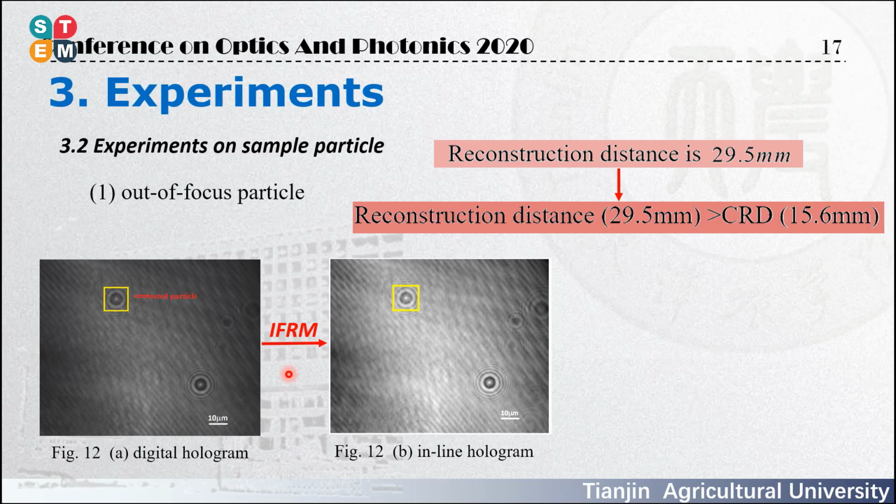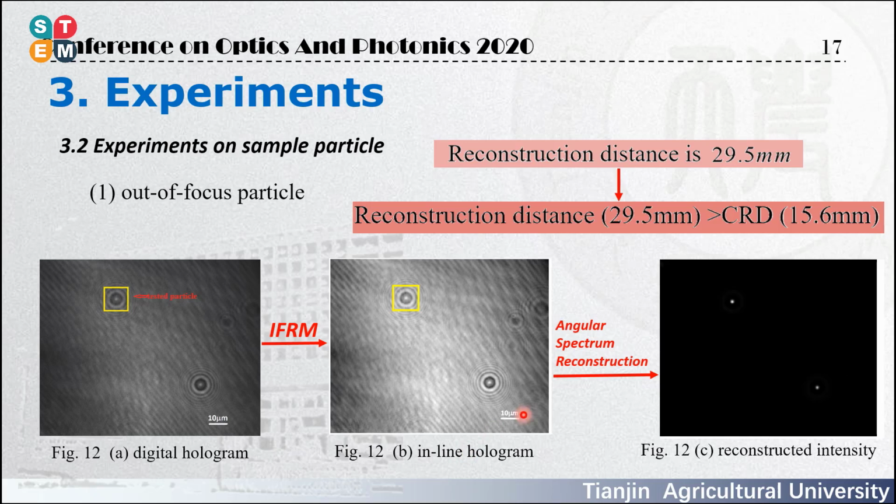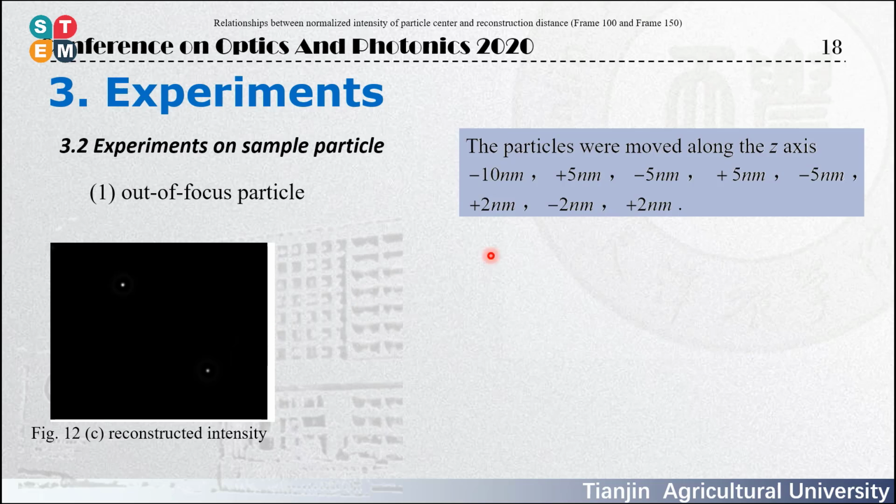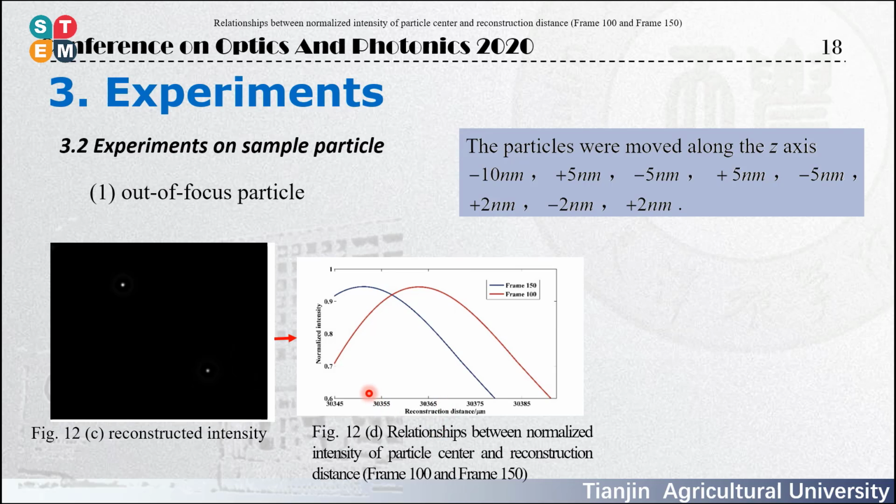Then we can use the inline DHM technique. We use IFRM to isolate the inline hologram, and we use angular spectrum reconstruction to reconstruct the intensity. We get the reconstructed intensity, and we move the particles along the axis for these parameters. And we get the relationship between the intensity of particle center and the reconstruction distance. If we see the frame 100 and frame 150, we can see that the reconstruction and the intensity of particle center is moved too. As the reconstruction distance differs, the particle center moves. The intensity of particle center moves too.